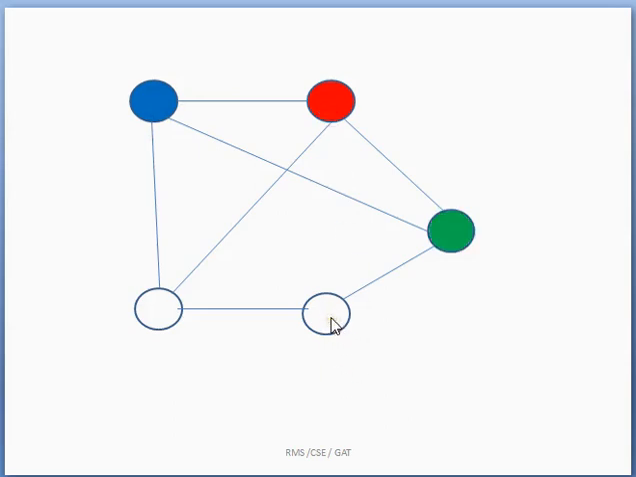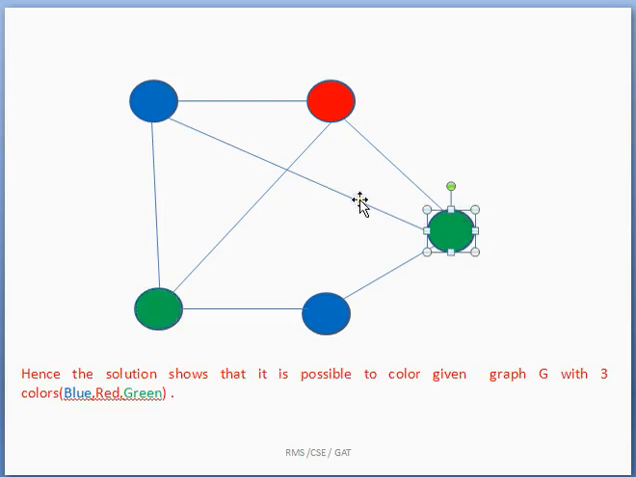Once I come to this vertex, it is adjacent only to green, so I can use either red or blue color. I will use blue color here. Then if I go for this vertex, it is adjacent to this blue vertex and this red vertex, so I can make use of green. Now I have colored all vertices of the graph properly, without violating the condition of having the same colors for adjacent vertices, and we have used only 3 colors. So you can say yes, it is possible to color the given graph properly using only the given 3 colors.